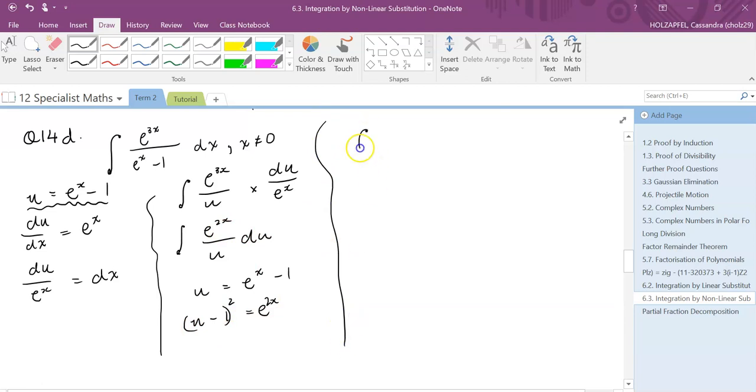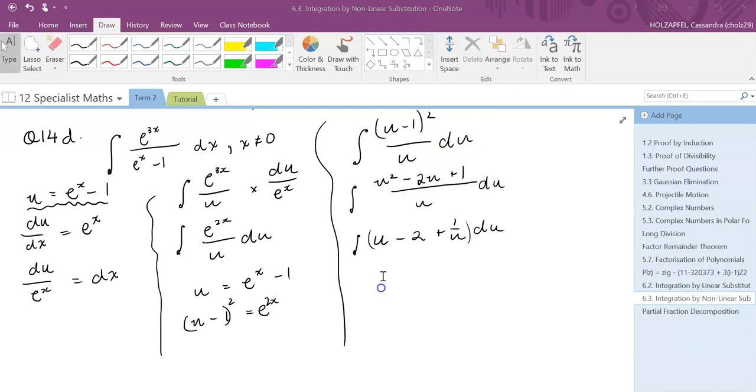Okay, so let's do that. That's going to give me the integral of (u minus 1) squared over u, with respect to u. So I've expanded those brackets, and then I've simplified, and now you can see that this function is going to be so much simpler because we're just going to find the integral of each of these particular elements. So the integral of u with respect to u is going to be u to the power of 2 over 2. The integral of negative 2 is going to be negative 2u, and the integral of 1 over u is going to be ln of u plus c.